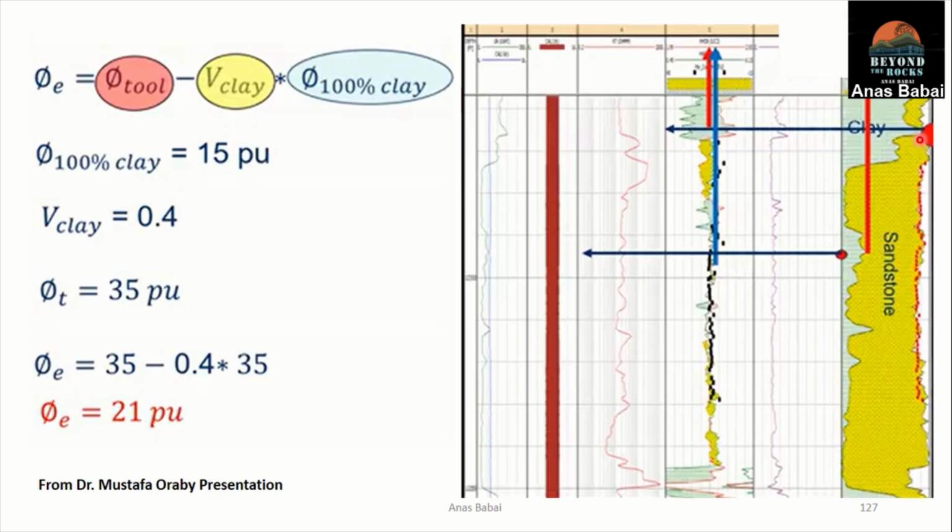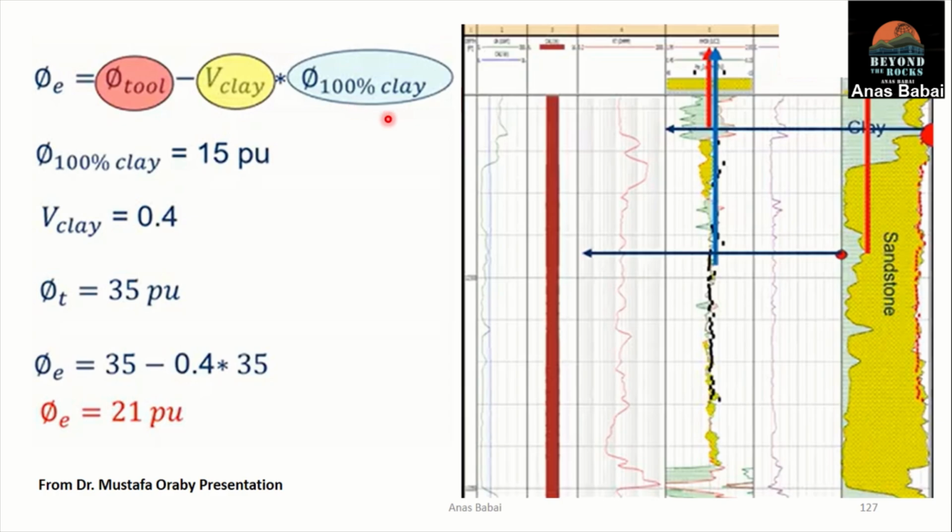We will find it from this log, which is 0.4. We want to calculate the volume of clay in this interval. We can find it using this representation of sand versus shale. This is created by the software, you don't have to do it yourself, and you can easily get the clay volume. So from here to here, this is the clay volume at the point in which we want to calculate. This is 0.4.